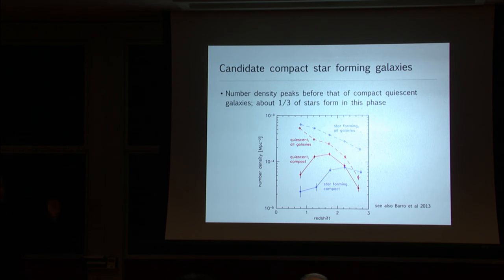Yeah, and so what you get is half a gig a year. They live about half a gig in this. Yeah, half a gig, which is what Barro got to, and he drew opposite conclusions from what we drew. So another way to say it is that about a third to a half of the stars in these galaxies was formed in that compact mode. So that's maybe a more productive way of saying the same thing.